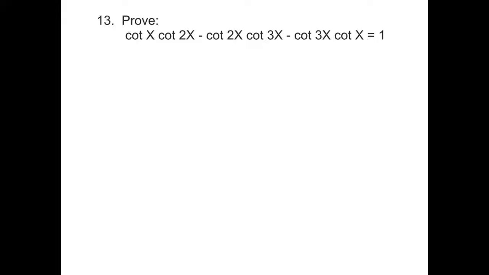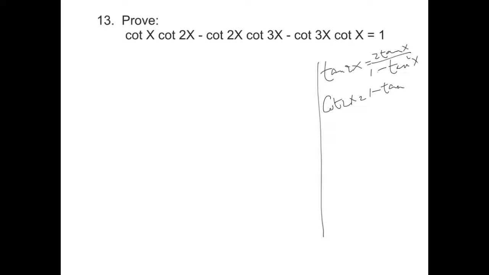Okay, so let us look at the expressions for cot 2x and cot 3x because we want to convert them in terms of cot x. Now we know that tan 2x equals 2 tan x divided by 1 minus tan squared x. So therefore we can write cot 2x as 1 minus tan squared x divided by 2 tan x.